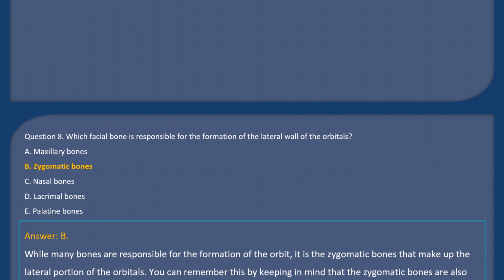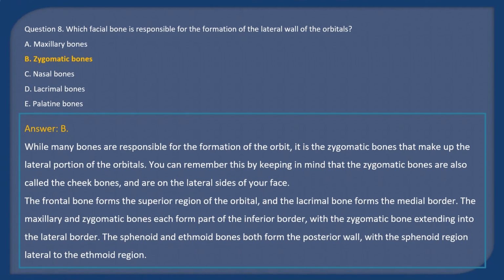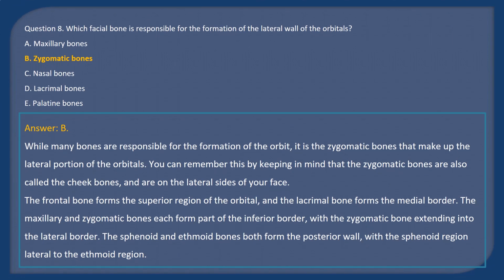Answer B. While many bones are responsible for the formation of the orbit, it is the zygomatic bones that make up the lateral portion of the orbitals. You can remember this by keeping in mind that the zygomatic bones are also called the cheekbones and are on the lateral sides of your face.